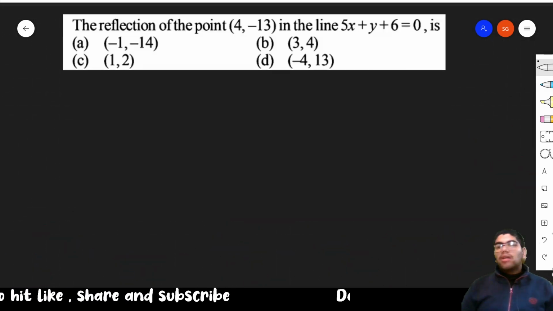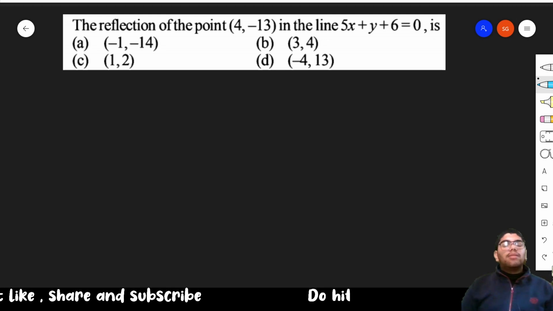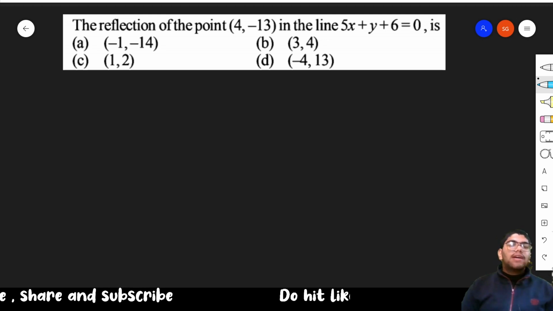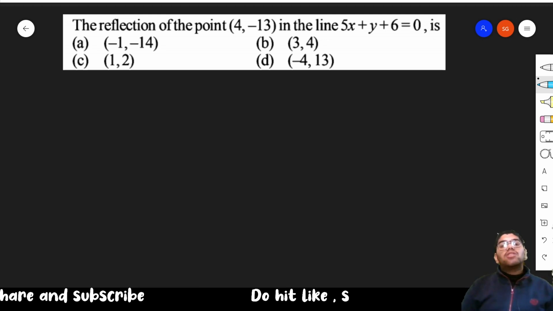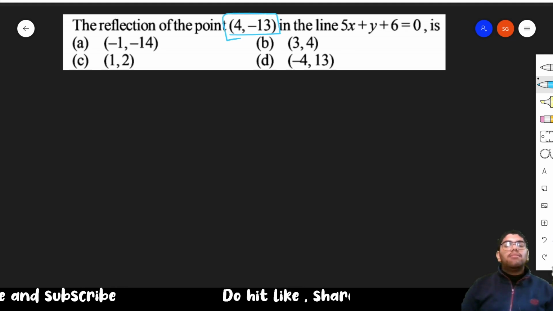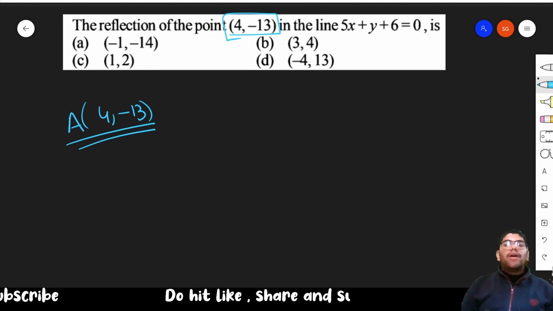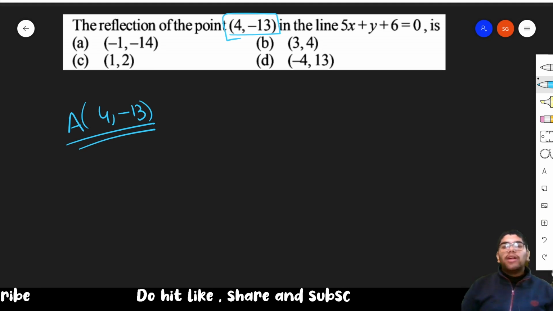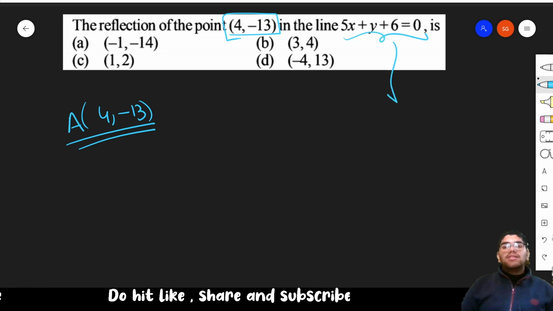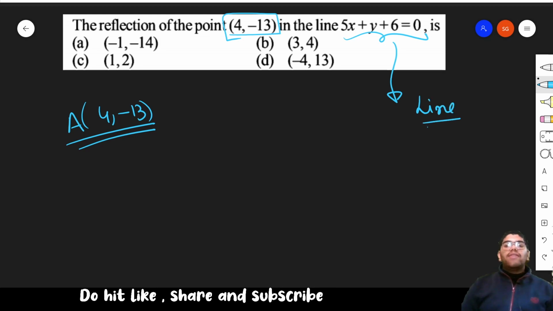चलिए गाइस, इस सवाल को ट्राई करते हैं. देखिए इस सवाल में क्या दिया गया है. In this problem, what we are given is that the reflection of the point (4, -13). हमें इस पॉइंट, let's say this point is A, we have to find the reflection of this point in the line, this line. So we have been given a point and we have been given a line.